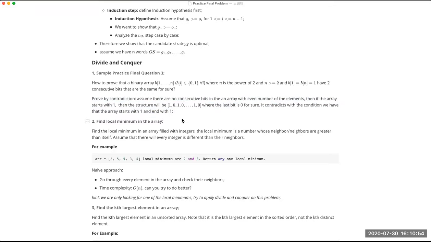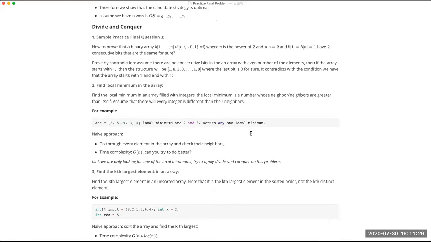We can prove this by contradiction. We can assume there are no consecutive bits in an array with an even number of elements. Then if the array starts with 1, the structure will 100% be 1 0 1 0 1 0 1 0, right? Where the last bit is 0 for sure. And this contradicts the condition that this array starts with 1 and ends with 1. This is why we keep going for the half with that kind of structure.